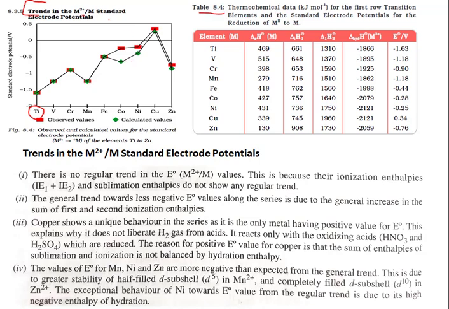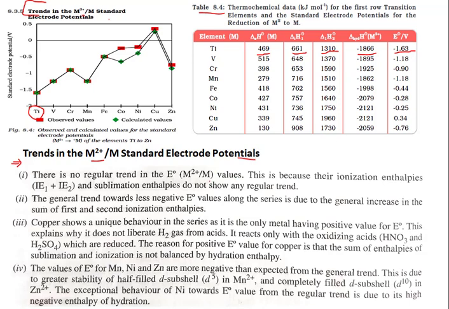Then table 8.4, again this is thermodynamic data of ionization enthalpies and standard reduction potential values. This is the enthalpy of atomization for titanium, this is the ionization enthalpy, the magnitude of the two, and then the hydration enthalpy. So likewise E0 values for particular elements are given. Okay, now the most important part is trends in M2+ to M standard electrode potential. Just note these points, these are very important points. There is no regular trend in the E0 value of M2+ to M, right?